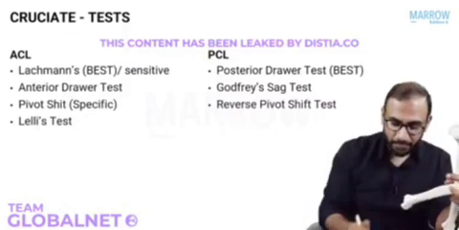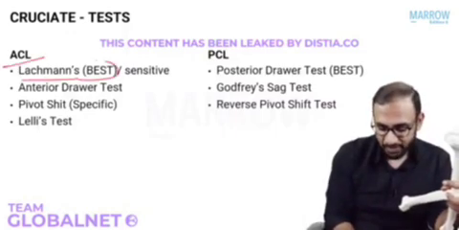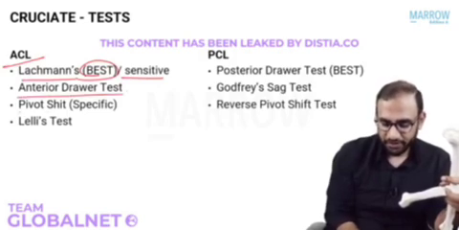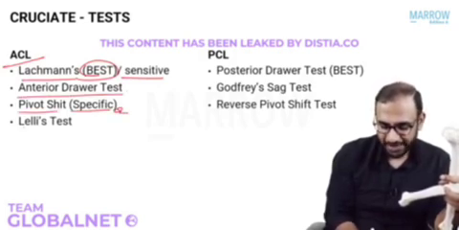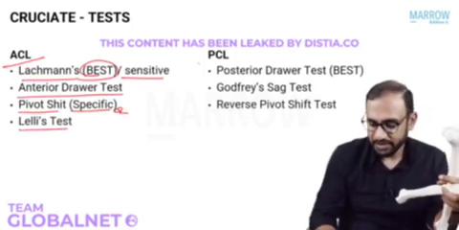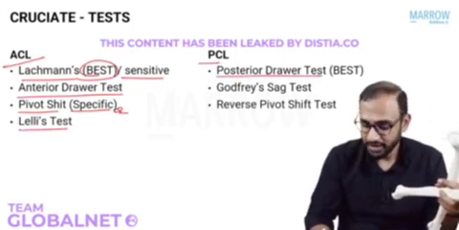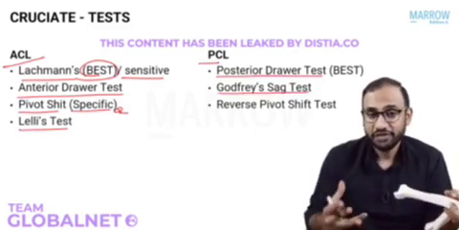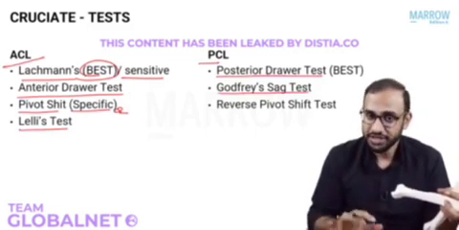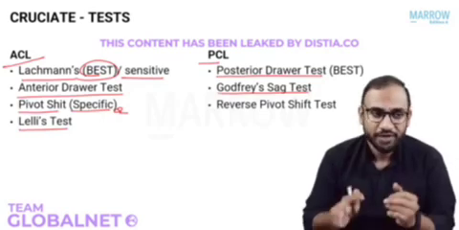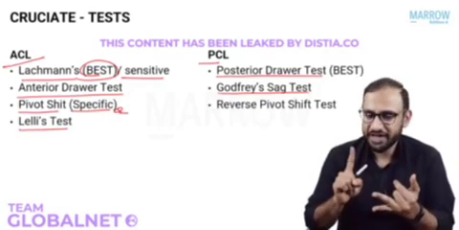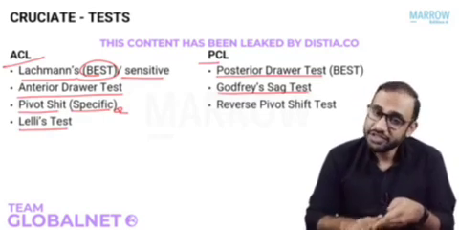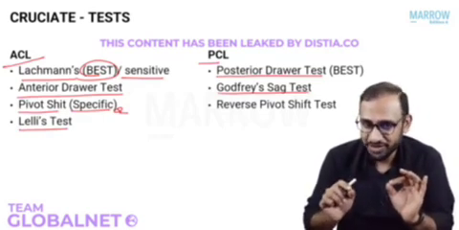Quickly summarize here. ACL, we have Lachman's test, the best test, the most sensitive test. Anterior draw test. Pivot shift is the most specific test, and Lelli's test. For PCL, you have posterior draw test and Godfrey's sag test. These are the clinical tests or the provocative tests to diagnose cruciate injuries. So what have we read so far? We have read the anatomy. We have read their function. We have read how they get injured. We have read their clinical features. We have read how to test these structures clinically.